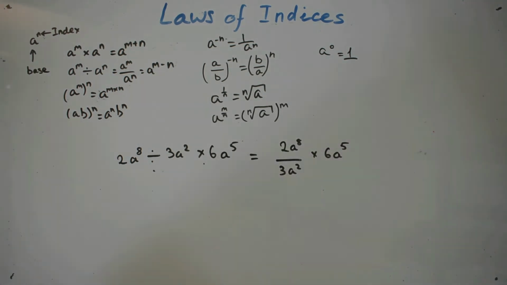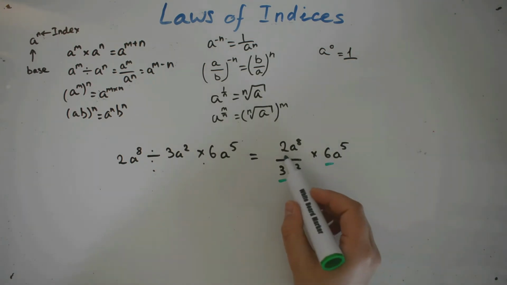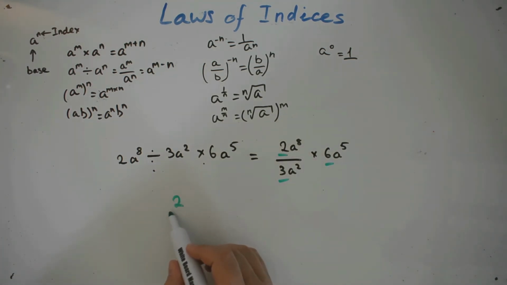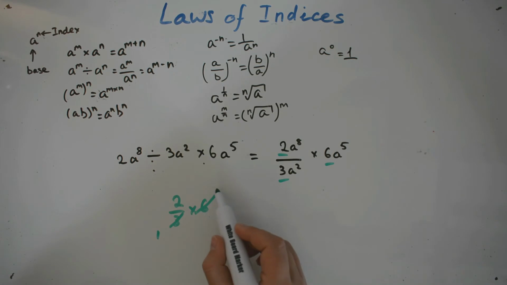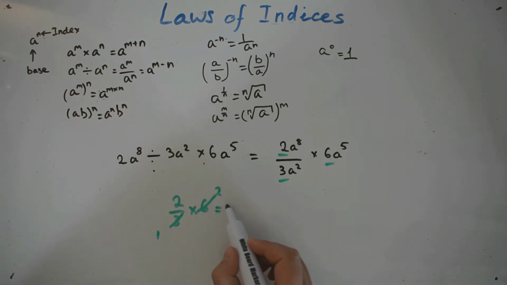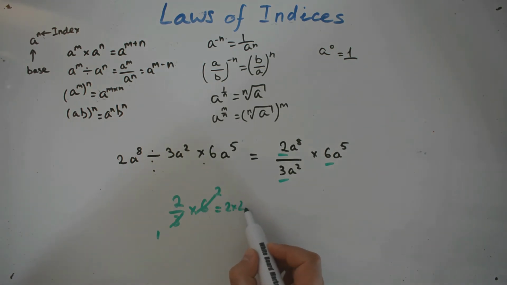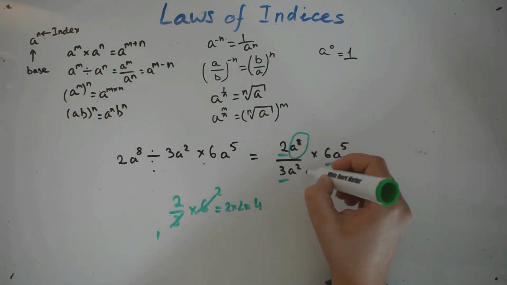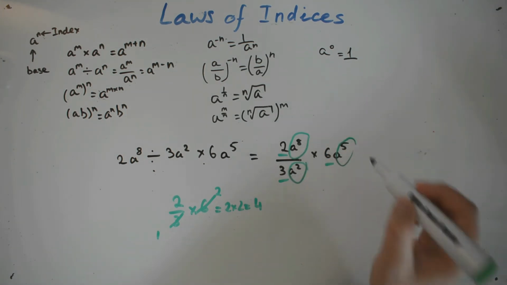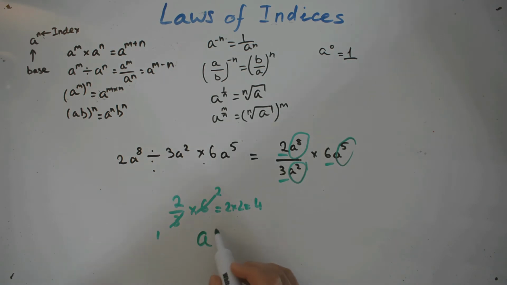So now I'm gonna combine all the numbers first, so we'll get 2 over 3 times by 6, and 6 and 3 have a common divider, which is 3, so I can simplify it. So if you divide 3 by 3 is 1, 6 divided by 3 is 2, so you'll get a fraction simplified as 2 times 2, and it's 4. And now we're gonna look at our a's. So we have a to the power of 8.